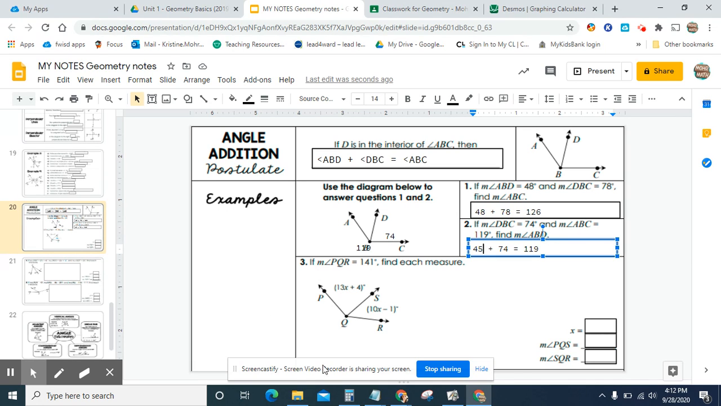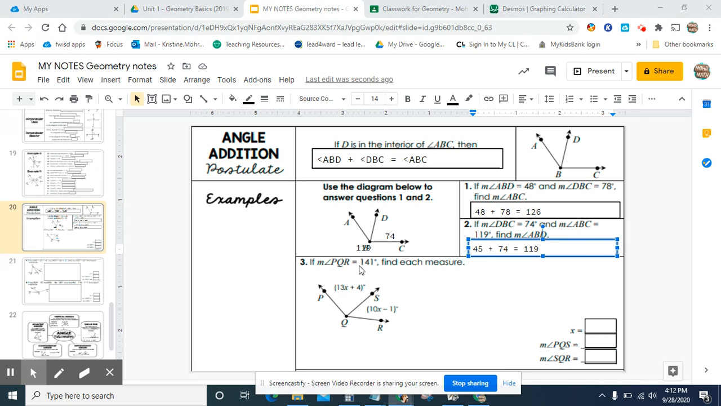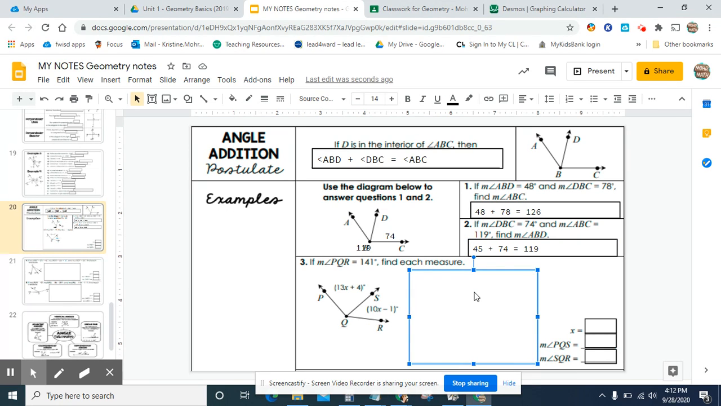So our last example here is PQR, and it tells us PQR is equal to 141. Here's where we're going to throw in some algebra. We need to find each measure. It's going to be the same thing: this angle PQS plus SQR is going to be equal to the whole angle PQR. So let's write that out: PQS plus angle SQR equals angle PQR.